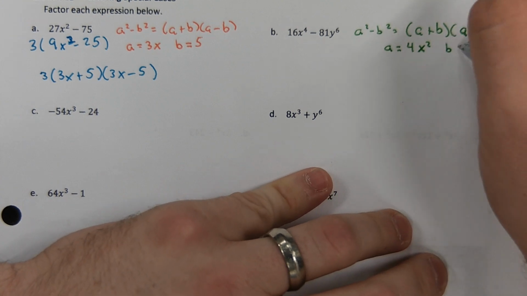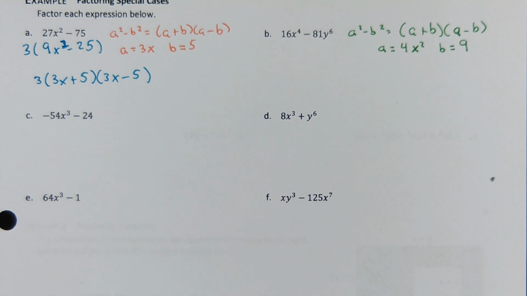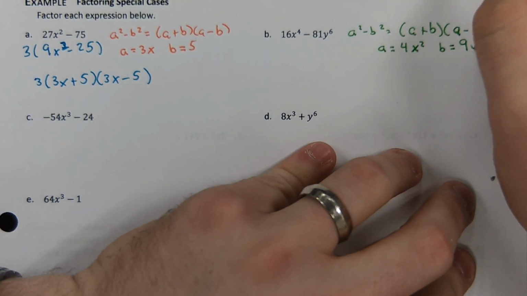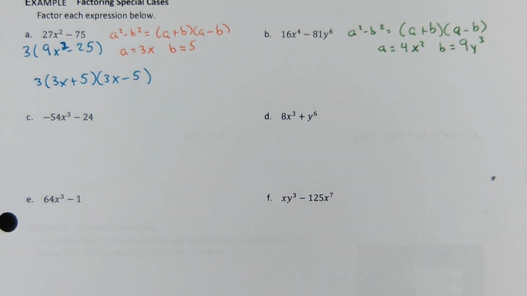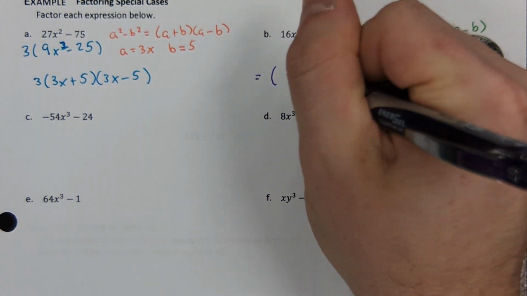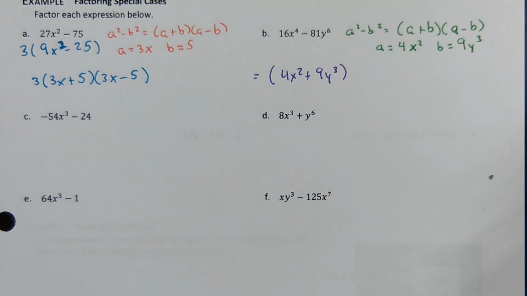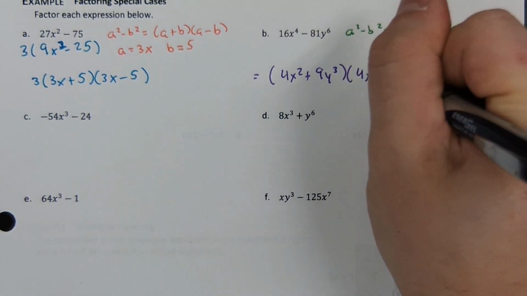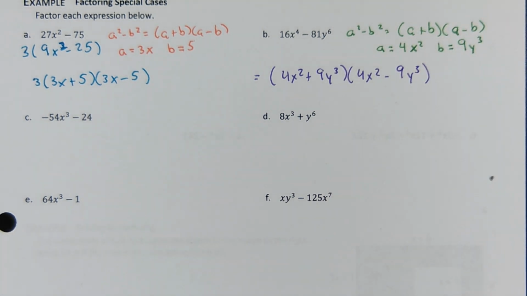For b, what is the square root of 81? 9, good. And again, whenever you're taking the square root of something with an exponent, you're just cutting the exponent in half, and that'll give us y to the third. We have our a and we have our b. This is going to factor to a, 4x squared, plus b, 9y to the third, and then a, 4x squared, minus b, 9y to the third. And right here, we almost had an issue.